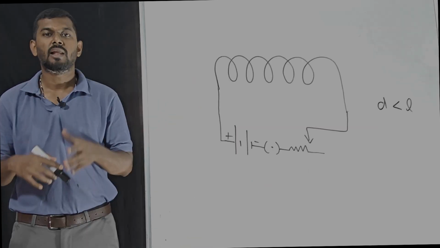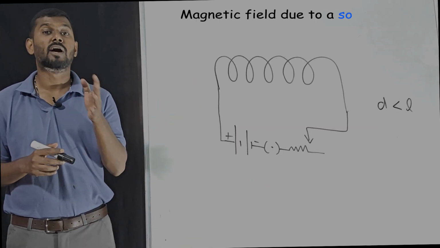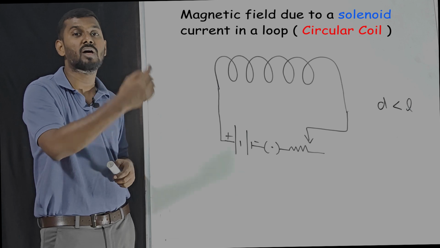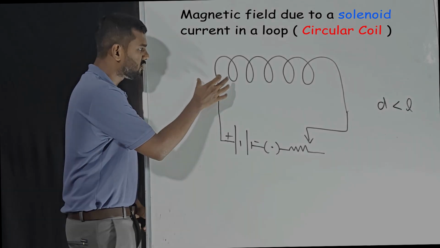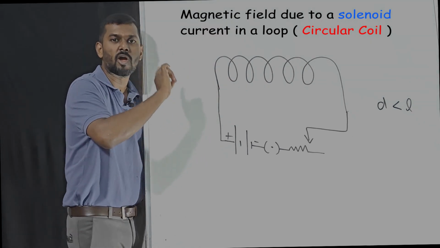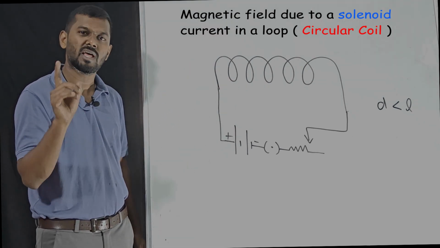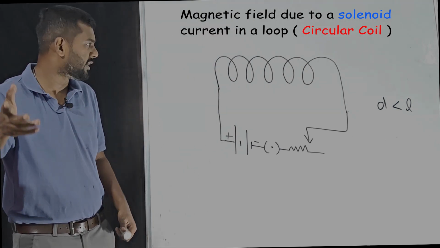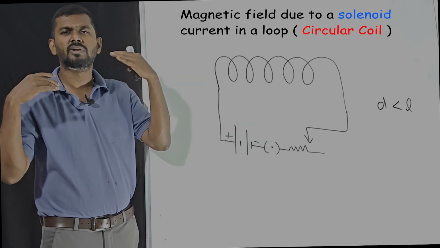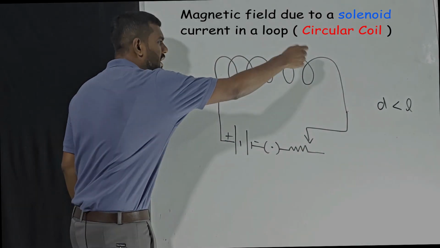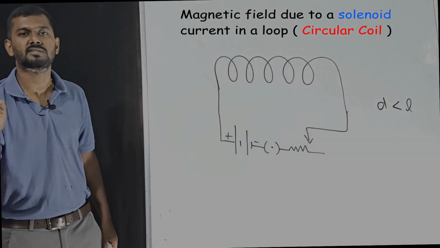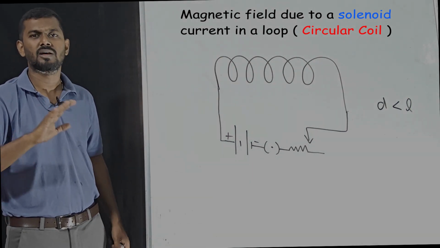Now we learn about the magnetic field due to a current carrying conductor in a circular coil or solenoid. A circular coil is also considered a solenoid only, so any one word we should assume as solenoid. When it comes to solenoid, many students get confused. What do you mean by solenoid? Nothing else. This circular coil shape is nothing but a solenoid.